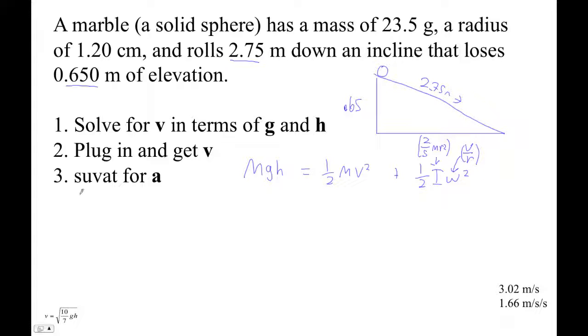Okay, so in our next step we've got mgh. Let's make those substitutions. The 1/2 mv squared comes along for the ride, and then we've got 1/2 times 2/5 times mr squared, and then we've got v squared over r squared, because it's 1/2 omega squared, so omega squared would be v squared over r squared, or the quantity v over r squared. All right, r squared cancels like that. So we cancel the r's.